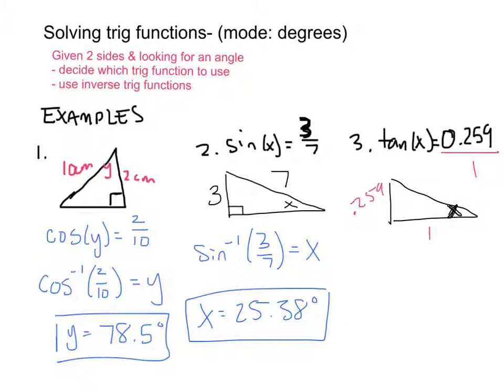So since the tan of x equals that, I can say, okay, then the inverse tangent of 0.259 will give me x, and x will equal 14.52 degrees.